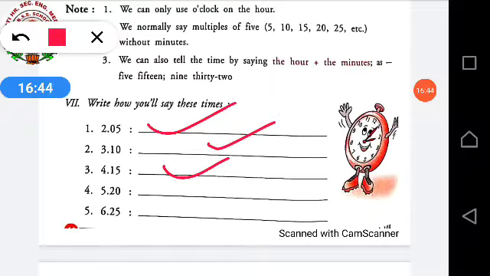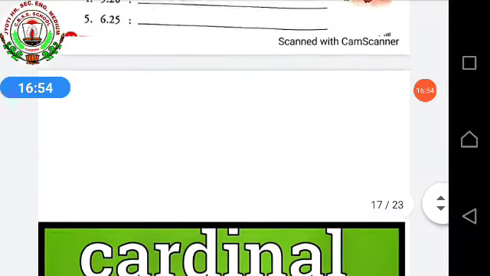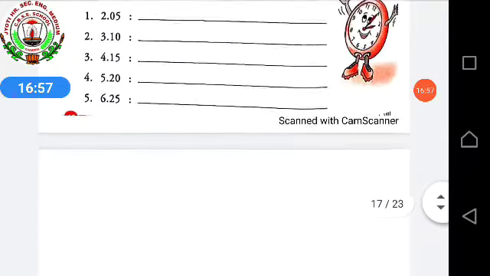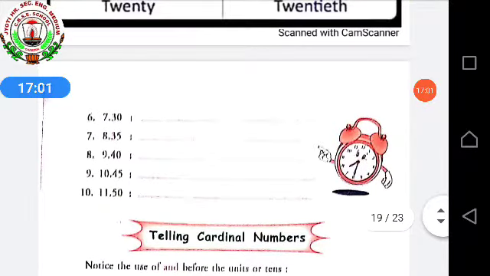In the same way, 5:20 you will say 20 past 5. And 6:25 you will say 25 past 6. In this way you have to solve the rest of the questions. Okay. Here a few questions are given. You have to solve them by yourself.